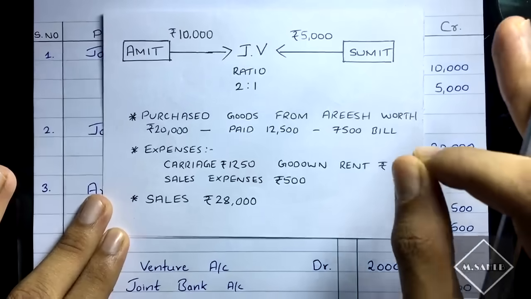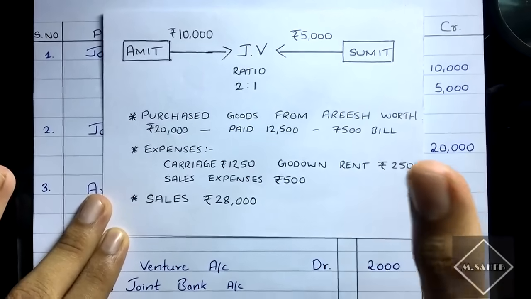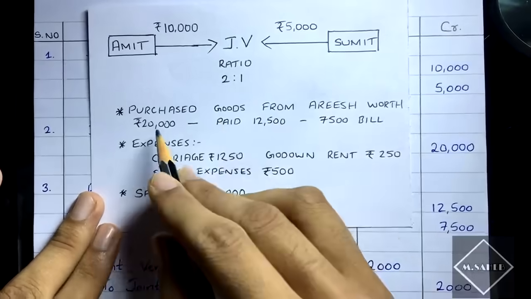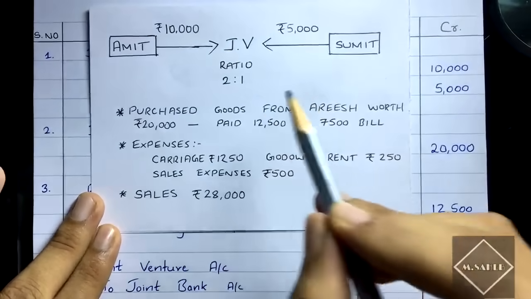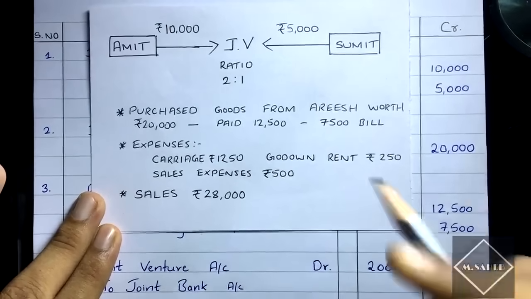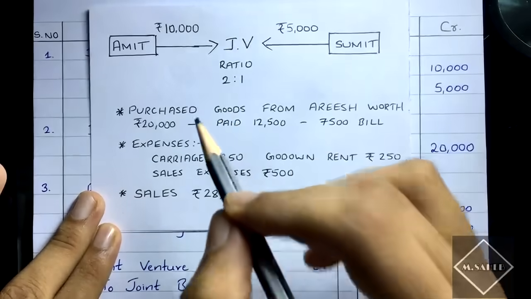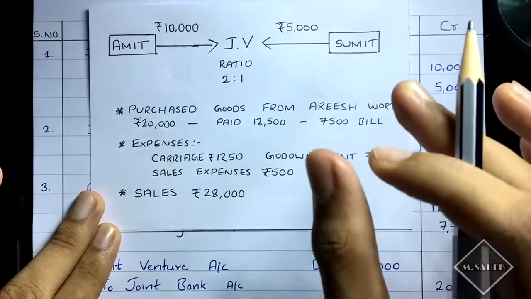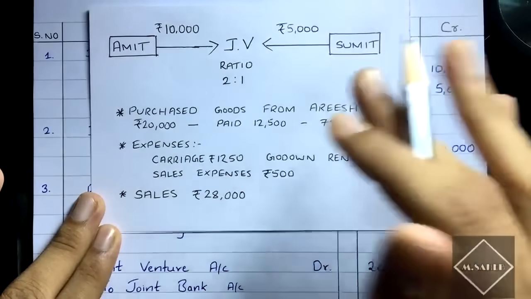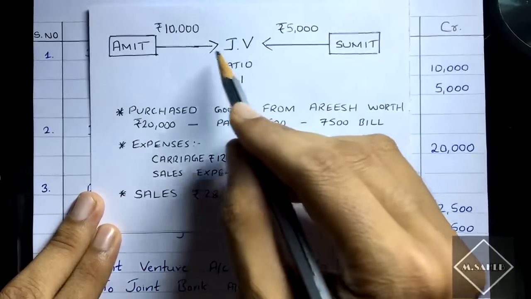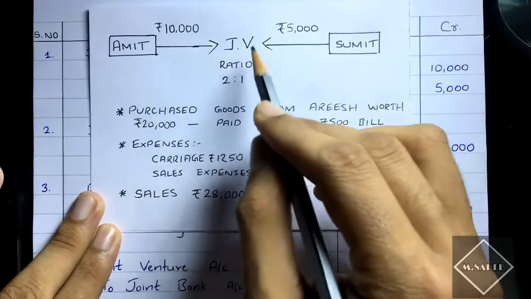See, what would be the journal entry in the normal accounts? The journal entry would be purchase account debit to Arish. Yes, that is the credit purchase entry. But here we will not take the purchase account, because here we have to prepare a limited number of accounts. So we cannot open a purchase account. Instead, we will open a new account that is called joint venture account.